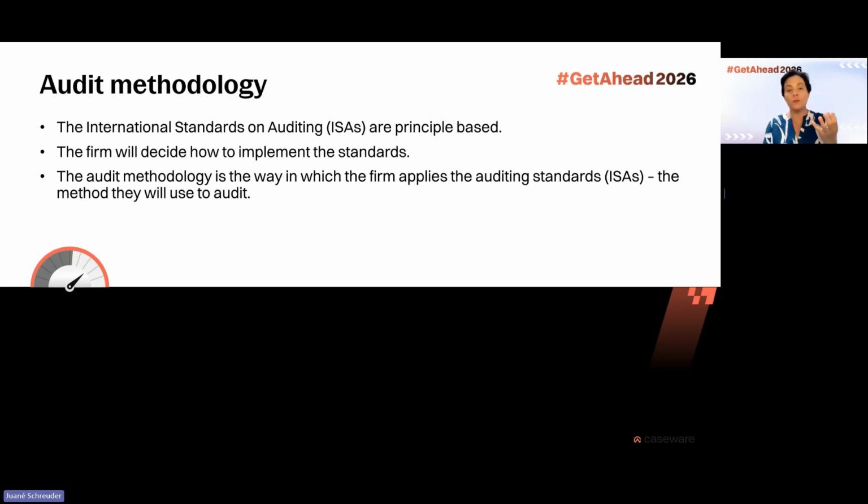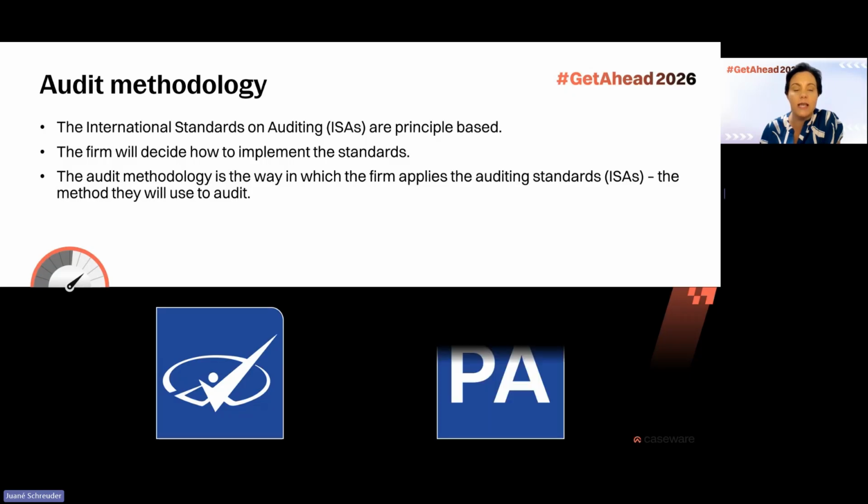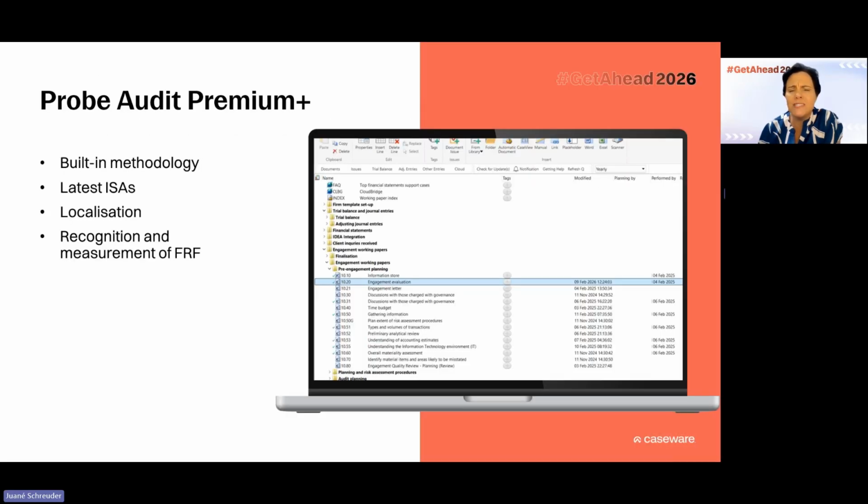So in terms of audit methodologies that we will be addressing in the session, first of all, we've got Audit International. So that's the first audit methodology that we are addressing. And the second one is Probe Audit Premium Plus, or Probe Audit, very often also referred to. And you'll notice those two icons. On the left-hand side, Audit International. On the right-hand side, Probe Audit Premium Plus. Right, now what's the difference? How do I know whether my firm is using Probe Audit Premium Plus or Audit International? What's the difference?